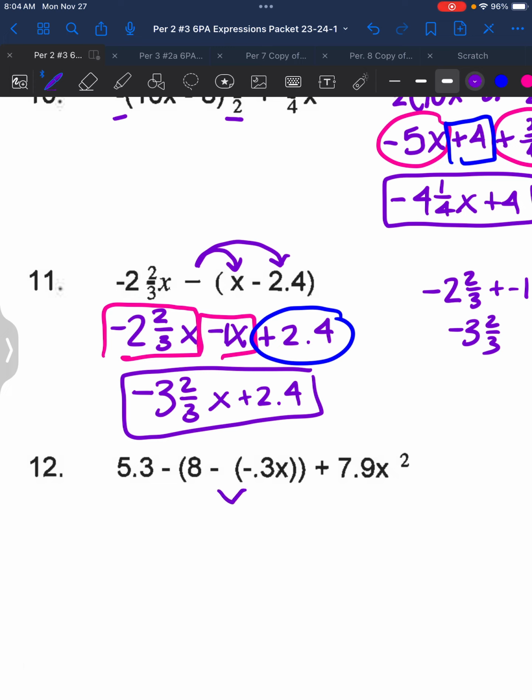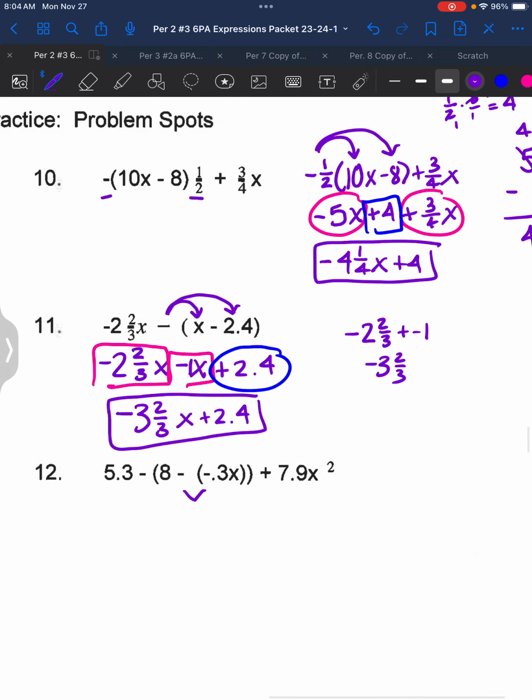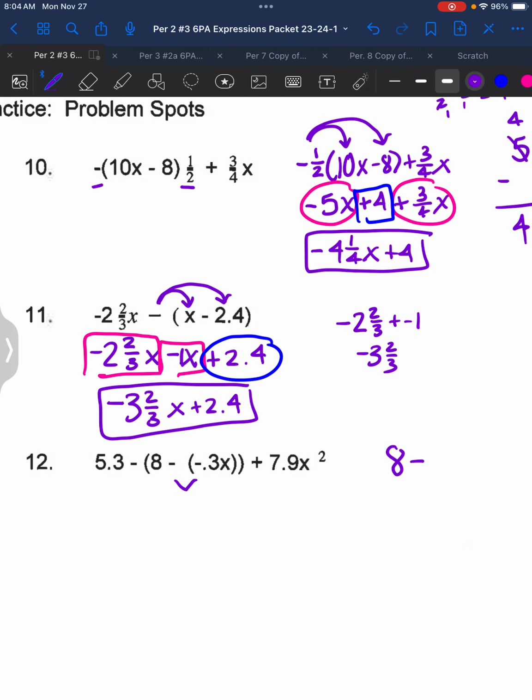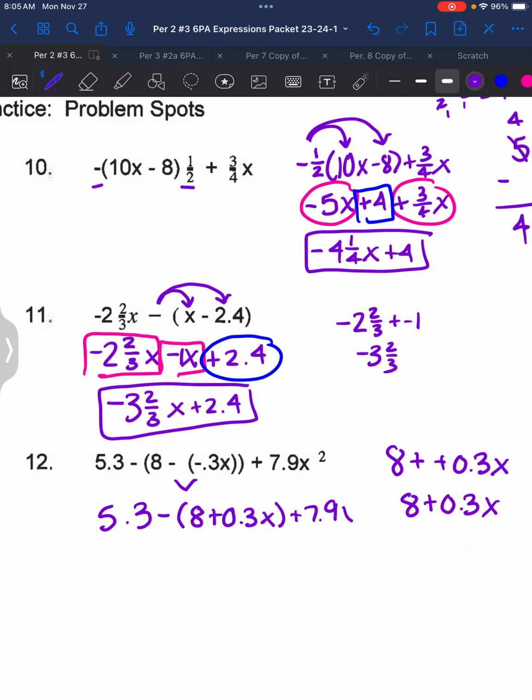All right, lastly, number 12. I don't like this. This looks confusing. It's hard to see what's going on. It's a double negative. This is saying 8 minus negative, and I'm going to write it as 0.3 so I could see it better, x. That's the same thing as what's inside that parentheses. So I'm going to change that double negative to positives, and I'm going to rewrite that parentheses to look like this. 5.3 minus parentheses 8 plus 0.3x plus 7.9x squared.